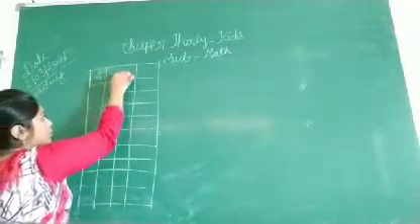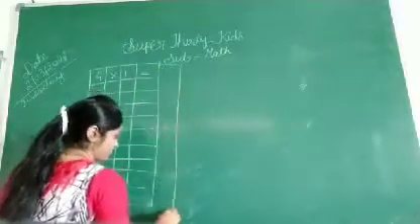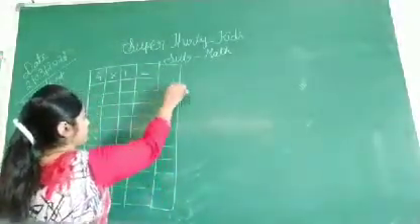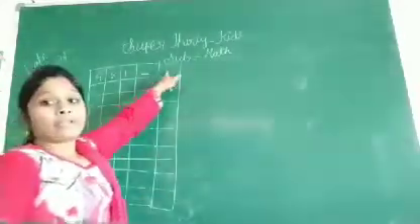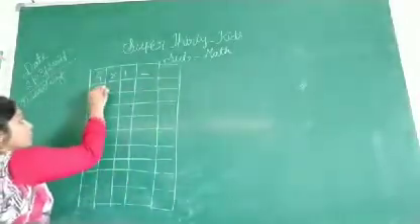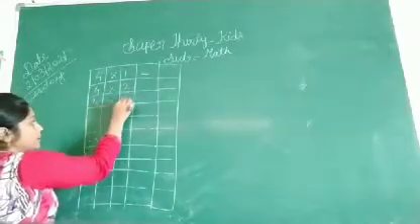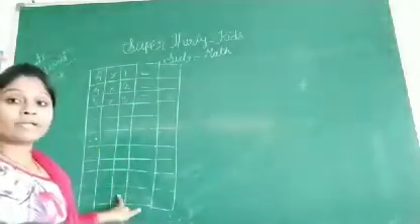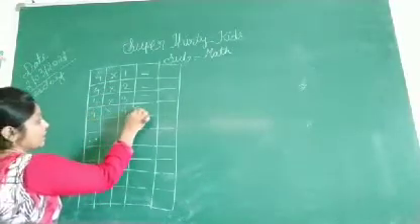4 into 1 equal. We have left a blank box to write the answer. 4 into 2, 4 into 3. We write down till 10 numbers. Okay? 4 into 4 equal.